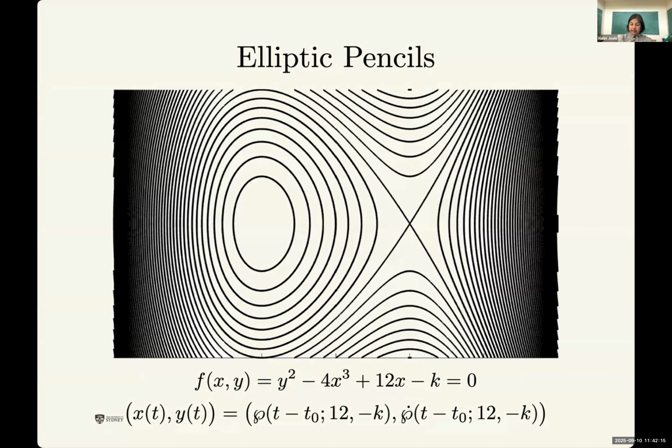Pencil, because I have one free parameter, which I call K on this slide. As I go from one value of K to another, I will move from one component you see on this picture to another component, and another component, and so on. So I am actually traveling across these curves as K is changing. But nevertheless, on each such curve, I still have the parameterization in terms of the Weierstrass P functions in the way that I've shown you there.